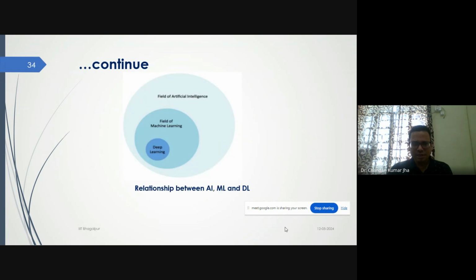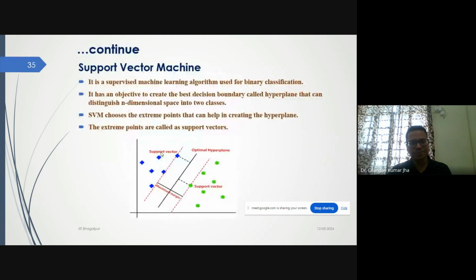Now here, the relationship between AI, ML and DL has been illustrated. So AI is the overall part, machine learning is a sub part of AI, and deep learning is a sub part of machine learning. So it is very narrow, which comes from machine learning.